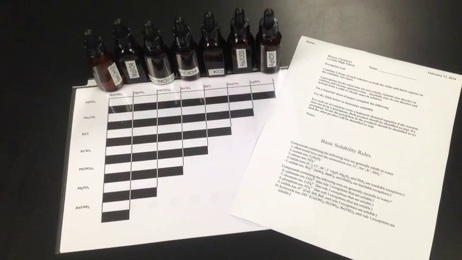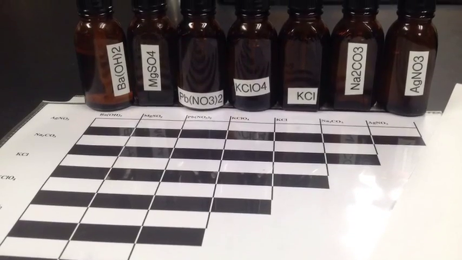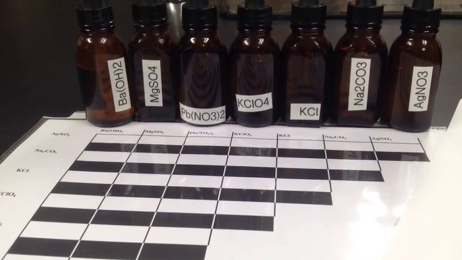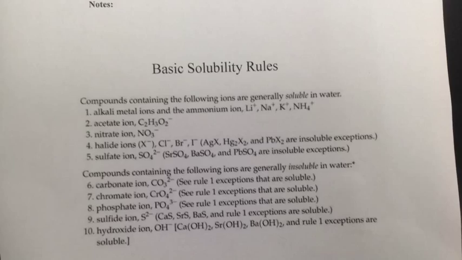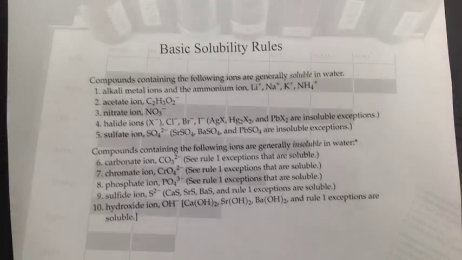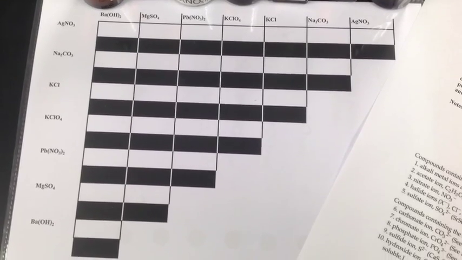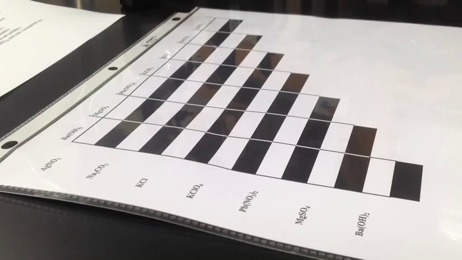This is a basic lab on testing solubility using ionic aqueous solutions. We are going to check the solubility rules to test what precipitates form, and then we're going to balance the chemical equations and identify the precipitate and the aqueous solutions.